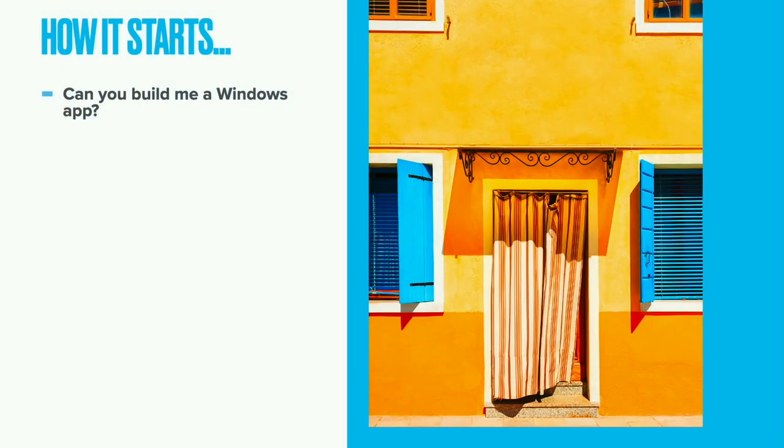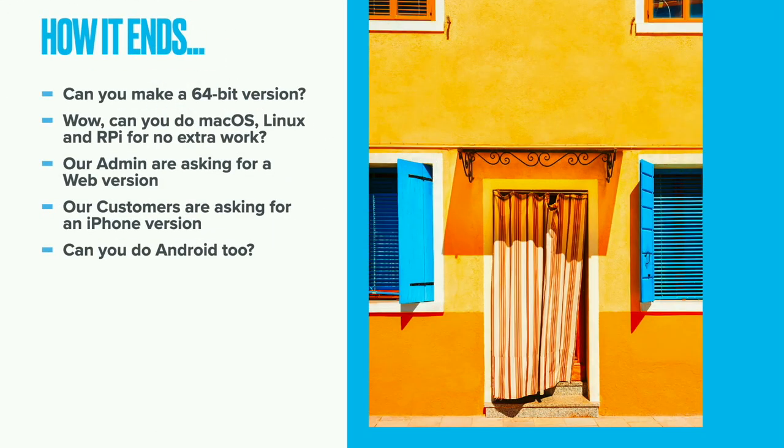So, how does it start for me? Usually it starts with this pattern. Somebody comes to me and says, David, can you build me just a Windows app? And I say, yes, and I build it. But then later on they come back after I've done that and say, oh, you built a 32-bit version, can you build a 64-bit version? Not a problem.